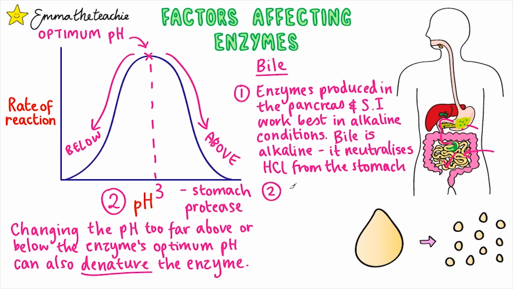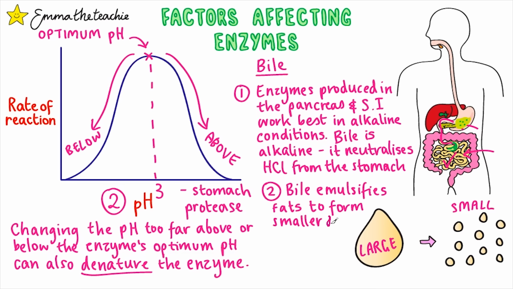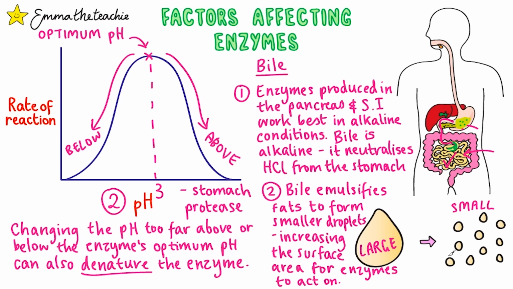Bile has another function. It helps with the digestion of fats by emulsifying them. This means that they're physically broken down from larger droplets into smaller droplets. This provides a much larger surface area for enzymes to act upon, and this increases the rate of digestion. Hopefully you can see this in the diagram here.